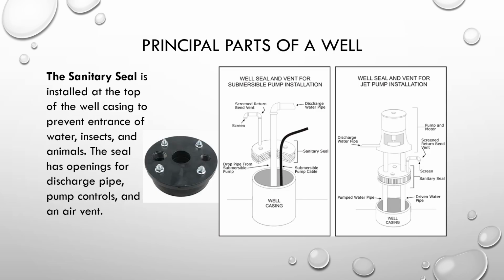One of the most important parts of a well would be considered the sanitary seal, and that is installed at the top of the well casing to prevent the entrance of water, insects, and animals. The last thing you want is one of those going down into your well and contaminating your well water source. You have some openings on it, and that is for the discharge pipe, air vents, and any kind of pump control.